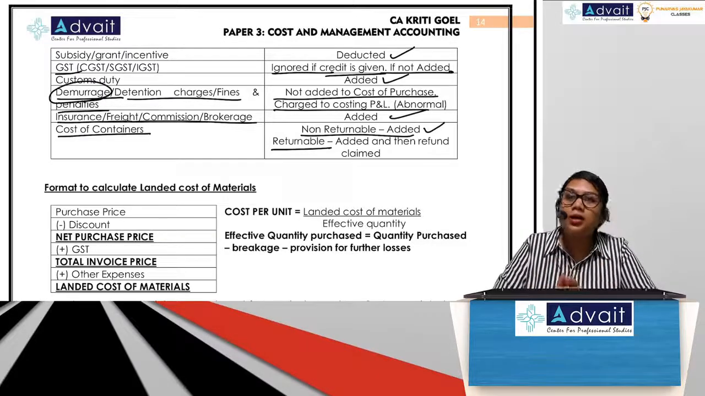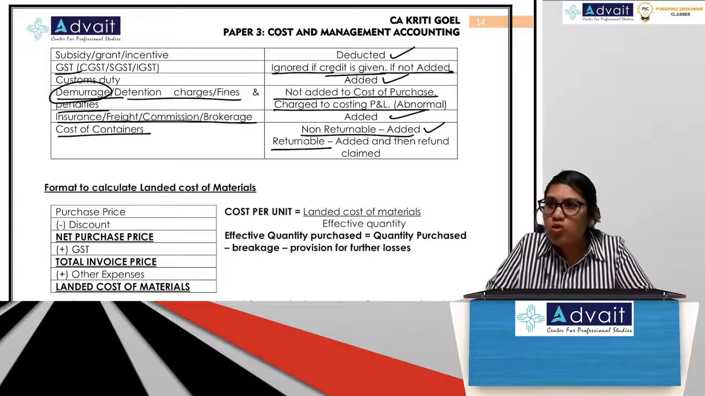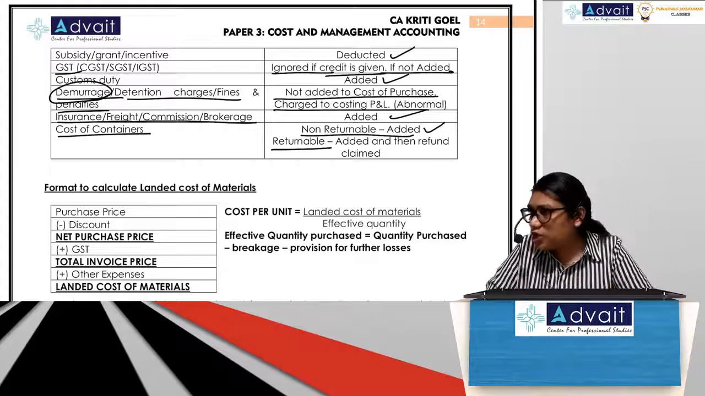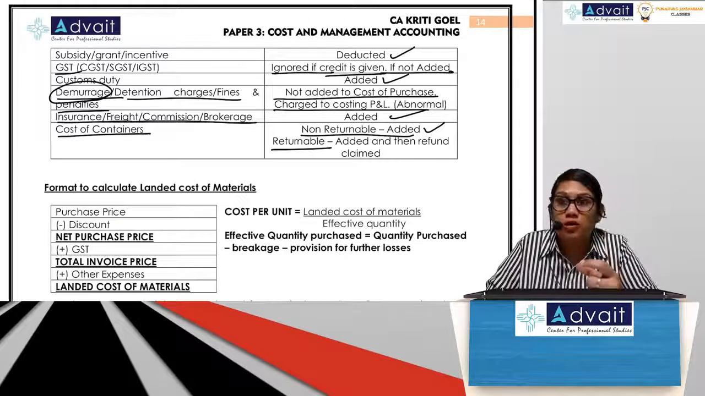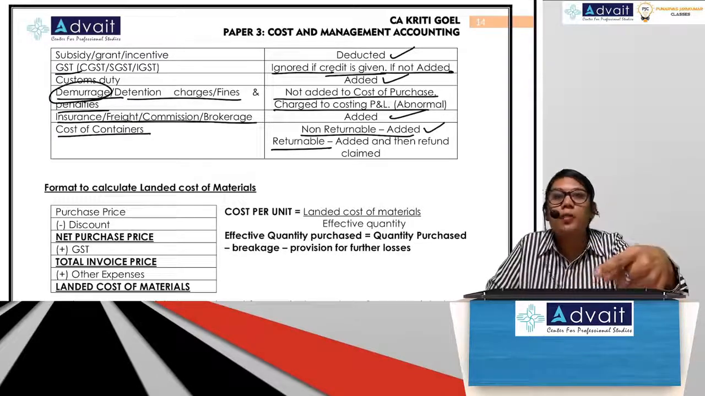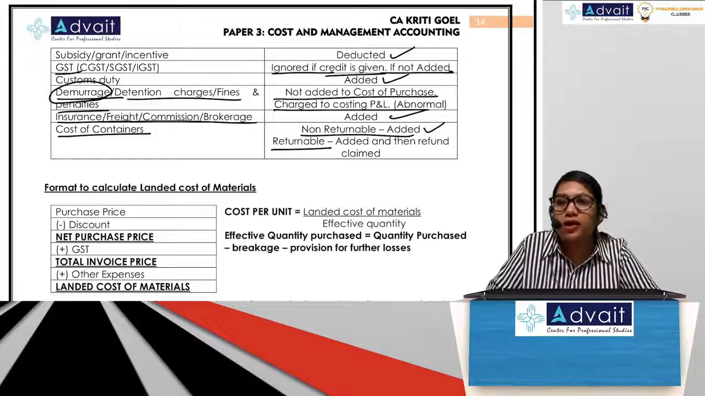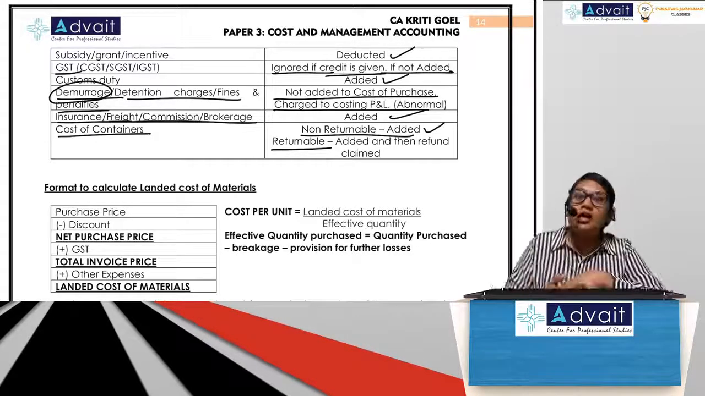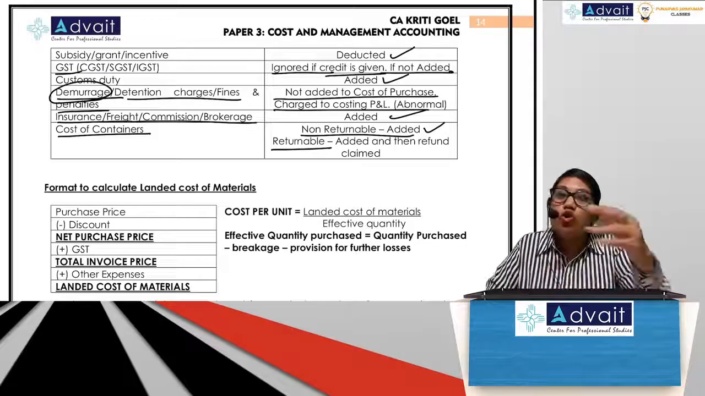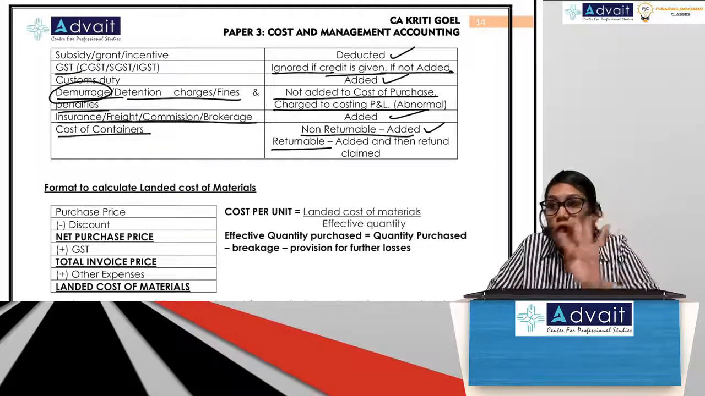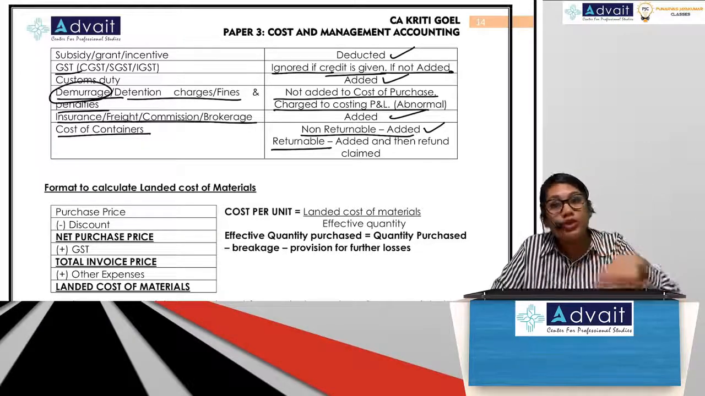So if it's a returnable container and the supplier has not charged anything from you, then you will not add that particular cost. But suppose the supplier has charged you some money. Say the supplier says you are using my container, I am not sure if you will return it, so you pay me 10 rupees per container. When you return the container, I will give you 6 rupees back, which means for using the container you are paying 4 rupees. Because you paid 10, you're going to get 6 refund once you return the container.